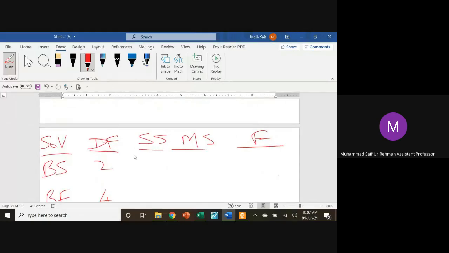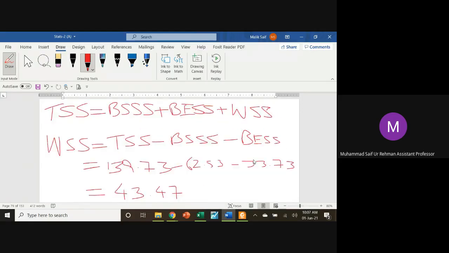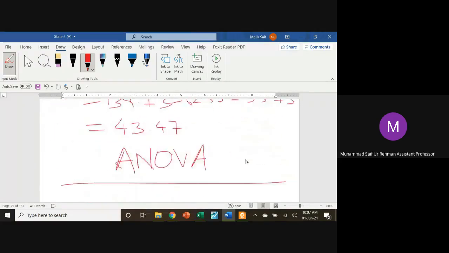Now these values, between shifts sum of square. We have found this value. What is this value? The value was BSS, 62.53.